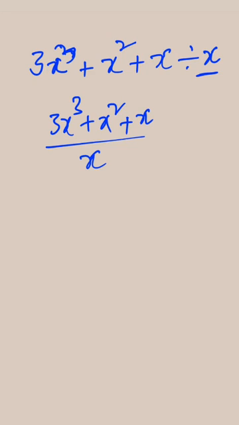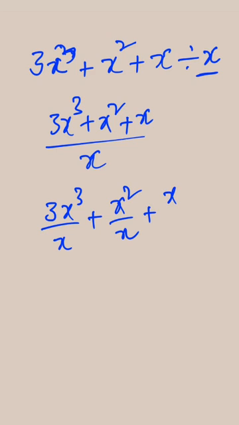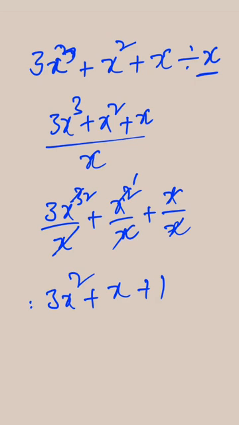The next step, we have to write 3x cube by x plus x square by x plus x by x, because each and every term we have to divide with the divisor, that is x. So x cancels here, x square is left, x by x gives 1. Finally 3x square plus x plus 1. This is the quotient. In this way we can divide any binomial or trinomial with a monomial. And one more example I'll explain.